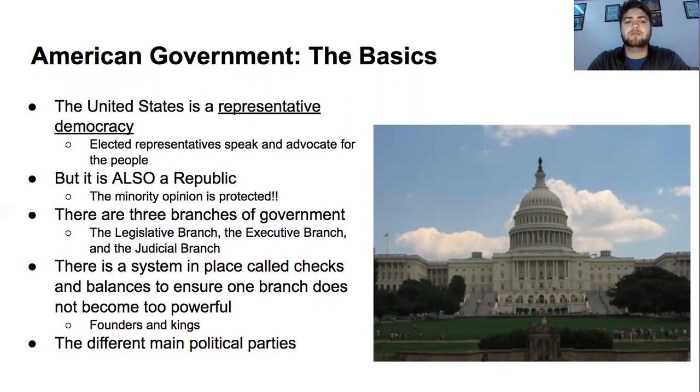Now, there are two main political parties. This is the Democratic Party and the Republican Party. For our next lecture, we will dive more in-depth into what makes a Republican and what makes a Democrat. But it's important to understand that the Democratic Party is liberal, meaning that they have more of a loose interpretation of the Constitution, whereas Republicans are more conservative. They follow the Constitution very strictly.